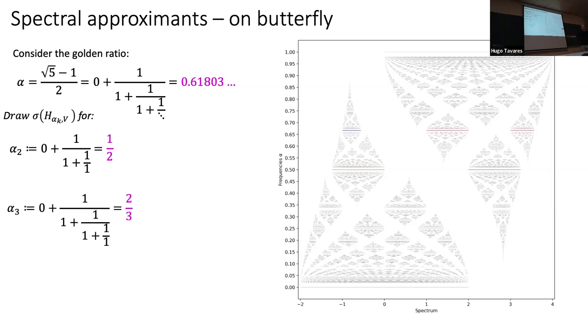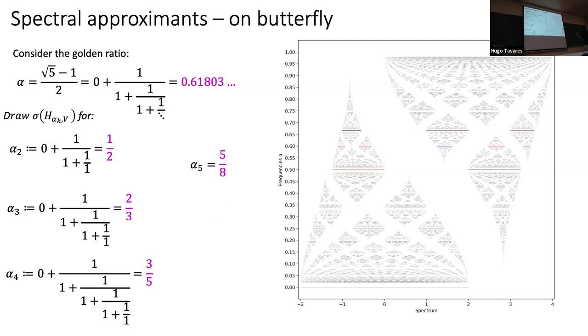Now we go forward. The next one will be 2/3. You get three bands. Again, we color them. At alpha equals 3/5, you get five bands, then 5/8. You can get the feeling also of why it is called Fibonacci, right?